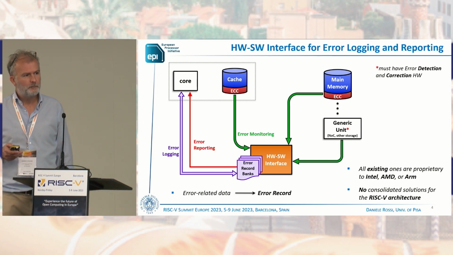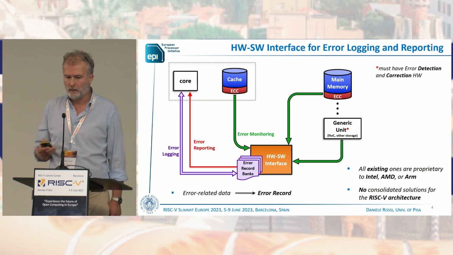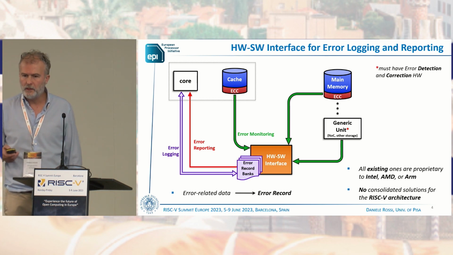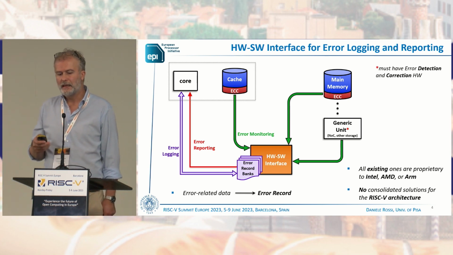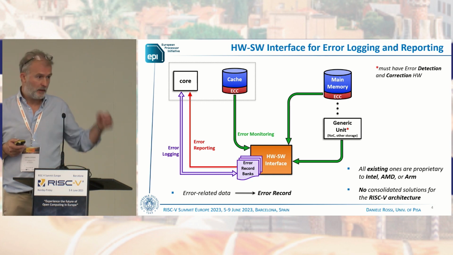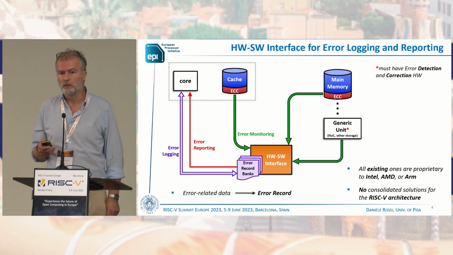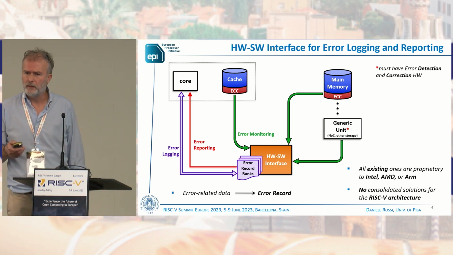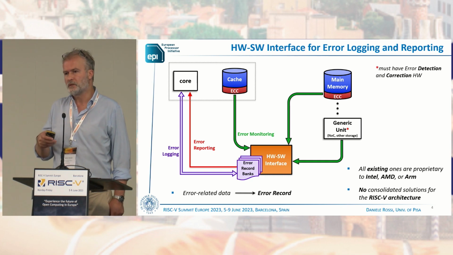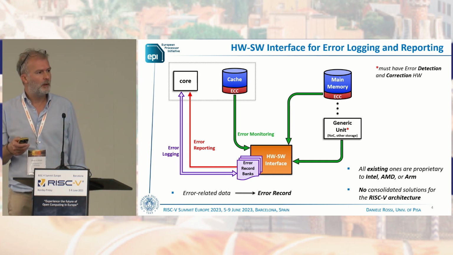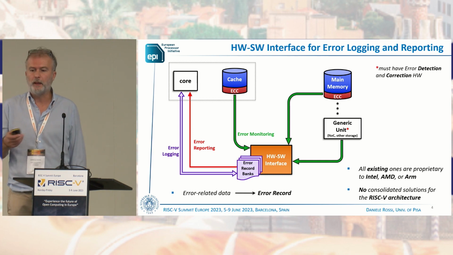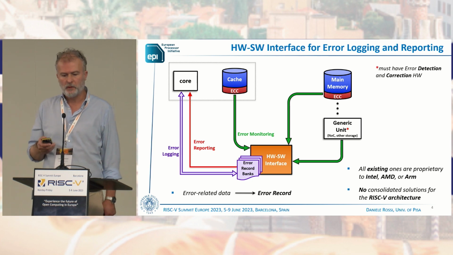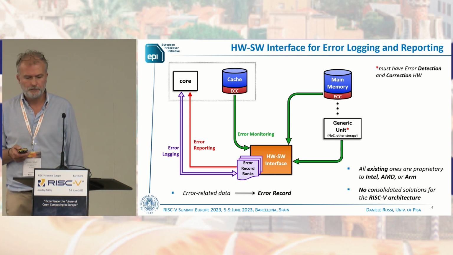There are, of course, all main companies dealing with microprocessors implementing these RAS features, Intel, AMD, or ARM. There's nothing yet about RISC-V architectures. There's a task group actually called RAS Error Report Interface or something like that, which is trying to develop the specs for this interface, for this peripheral, but there's nothing consolidated yet.